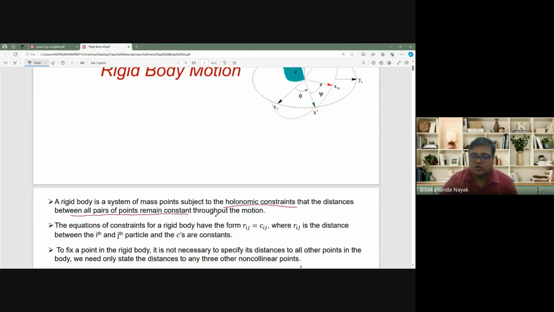Constant throughout the motion. In a rigid body, the distance between any 2 points is fixed. Suppose the distance between any 2 points is fixed. So how do you define the degree of freedom of a rigid body? Suppose it contains one particle.